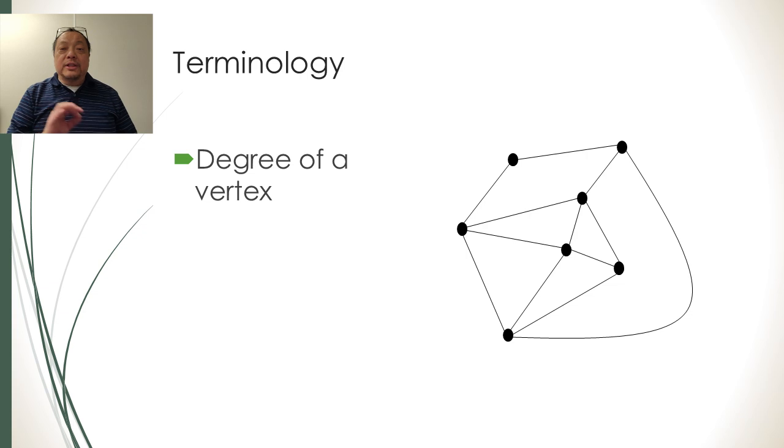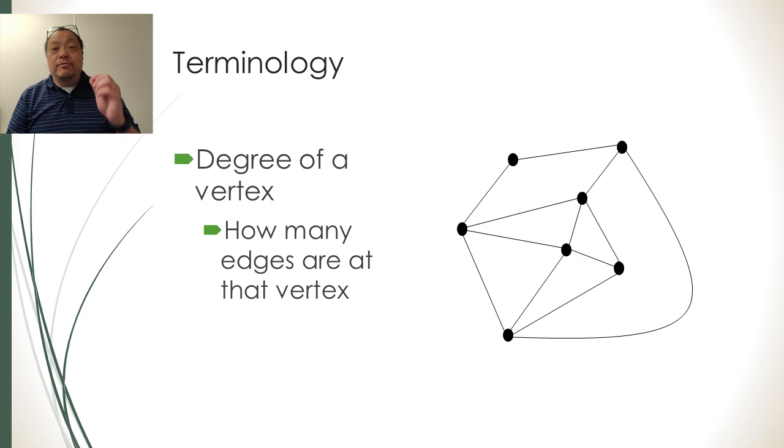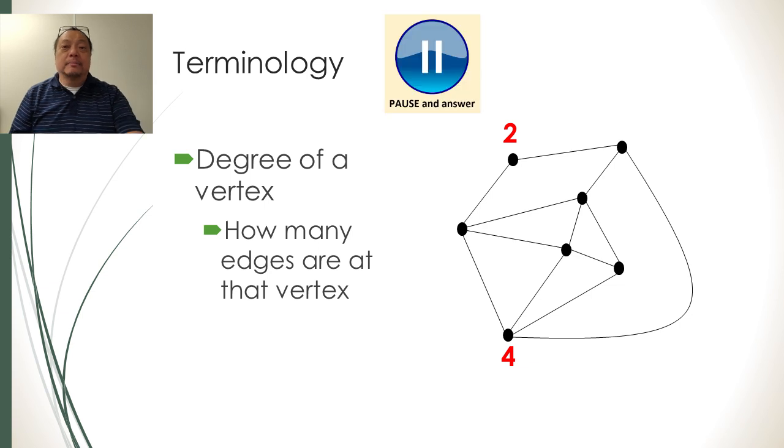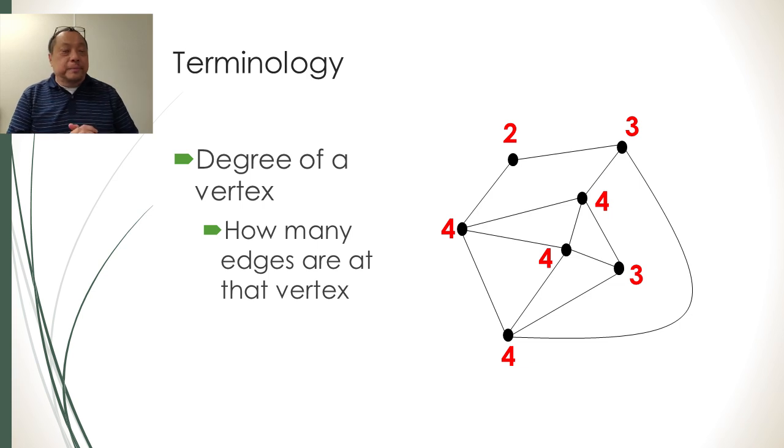Now, for each vertex of a graph, there's a concept of the degree of it. The degree of a vertex is defined as how many edges are at that vertex. For example, for this vertex, there are 2 edges there, so the degree of that vertex is 2. For this vertex at the bottom, there are 4 edges there, so the degree of that vertex is 4. Now go ahead and determine the degrees of all the vertices of this graph. Press pause, count all the degrees, and then come back. Welcome back. This should be your answer.